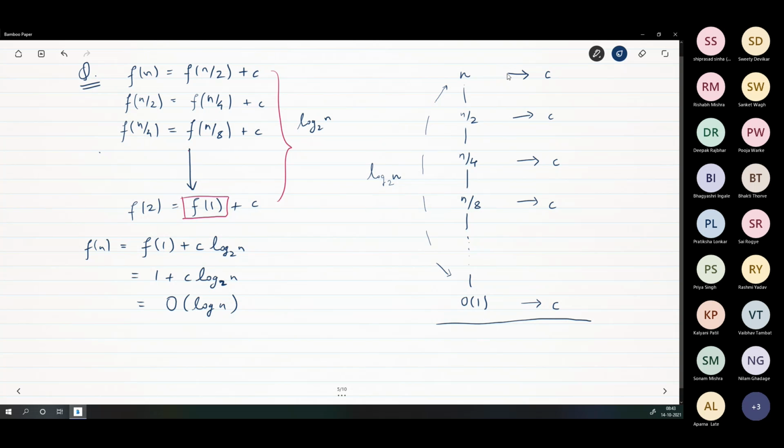But note that this was a simple tree. It was just going down vertically. Right? Now trees can be a little more complicated. There could be branches in the tree. So what do you do when there are branches in the tree? Let's look at the next example. So this is the final answer. F of n is equal to order log n is the final answer of this problem. If you have to solve this recurrence, this is your final answer.